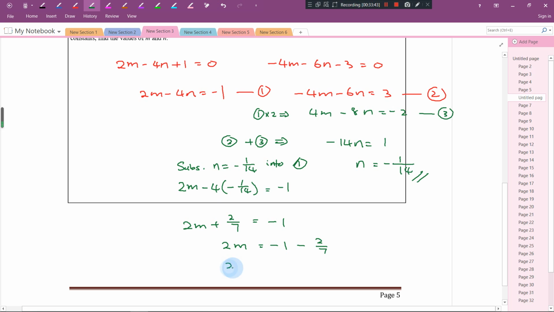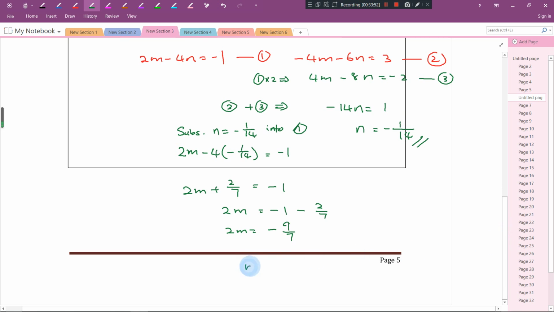This one you can use a calculator to help you. Okay, so 2m is equal to negative 9 over 7. Divided by 2 means times 1 over 2, right? So m is equal to negative 9 over 14. Let me check my answer. Negative 9 over 14. Okay, correct.